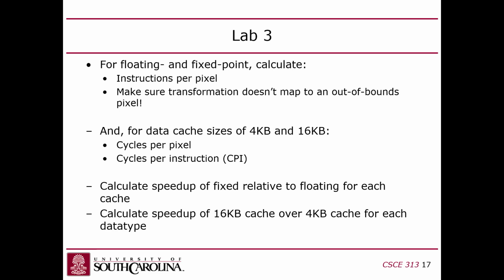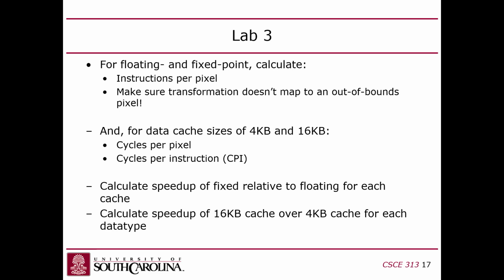So now we've got a matrix, a 2 by 2. You can think of this like a table where you've got CPI, cycles per instruction, fixed, float, 4K, 16K. Sorry, 16 kilobytes. All right? And then you'll have 4 CPIs for those 4 combinations.